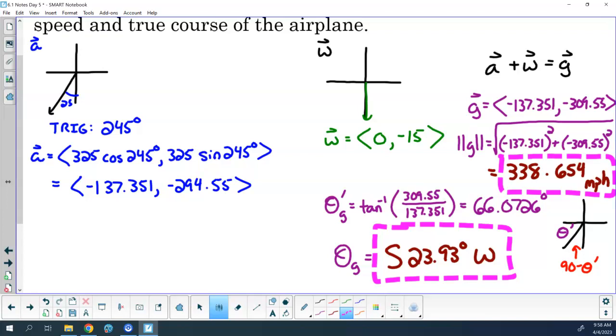Questions on it? Yes, ma'am. My 23.93? Did you get the 66.0726 angle? Okay? So that's my reference angle here. Alright? So then this other angle is 90 minus that one. So 90 minus 66.0726 is 23.93, I rounded it. We don't need a lot of decimal points in there.